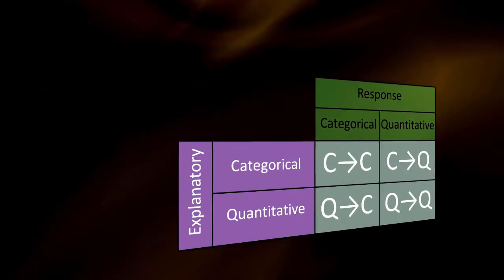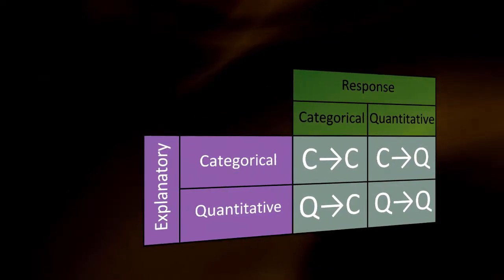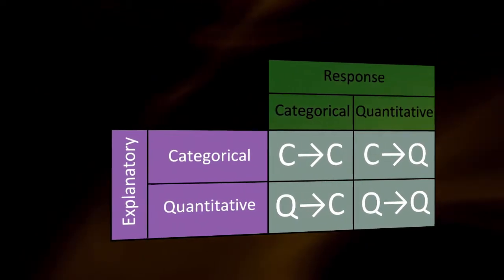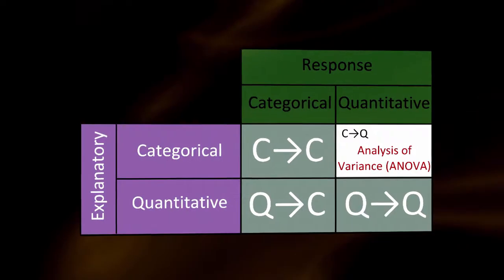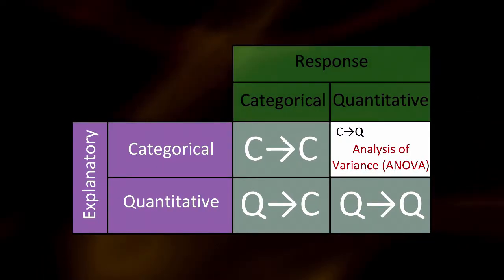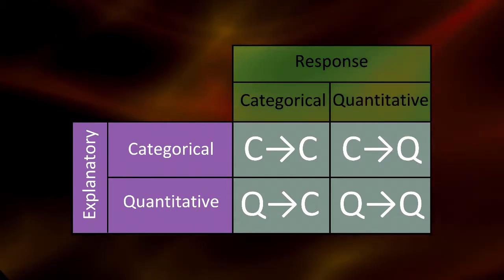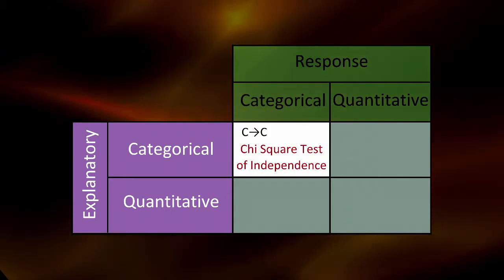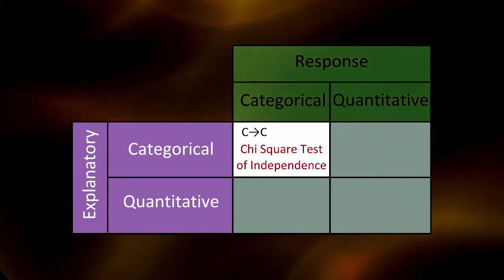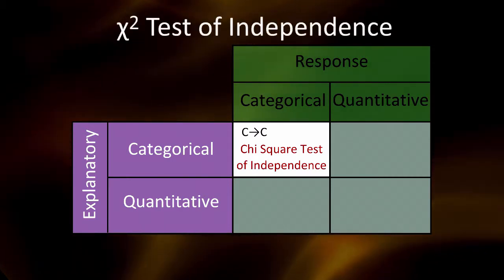Analysis of variance involved examining the relationship between a categorical explanatory variable and a quantitative response variable. Next, we're going to consider inferences about the relationships between two categorical variables. The statistical test that will answer this question is called the chi-square test of independence.